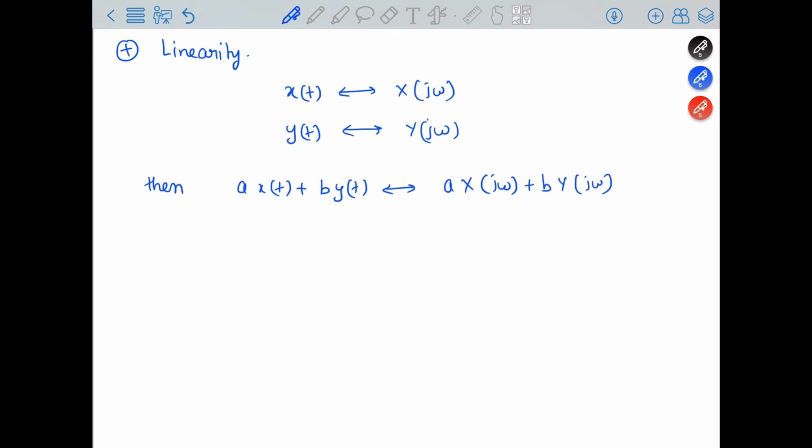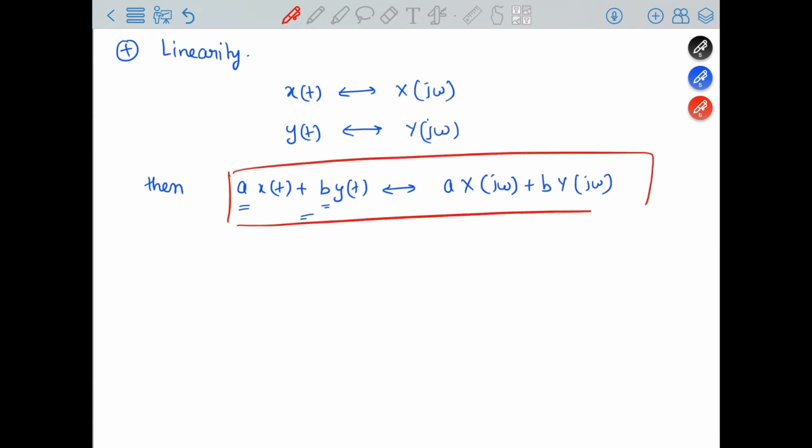So multiplying with a scalar and adding has the same effect in the frequency domain itself. This is the property of linearity. Multiplying by a scalar is called the homogeneity property and adding is called the additive property, and it follows both. This property is explained by this form. We'll further see some examples to understand it better in a later part of this video.